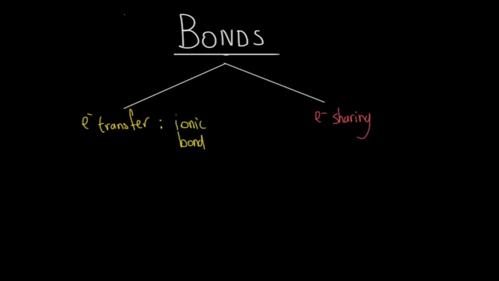If you have electron sharing, aka two atoms share an electron with each other, this is called a covalent bond. This part is super important, and that's why I put it first. You need to remember that ionic bonds are electron transfers and covalent bonds are electron sharing. Ionic bonds occur between a metal and a nonmetal.